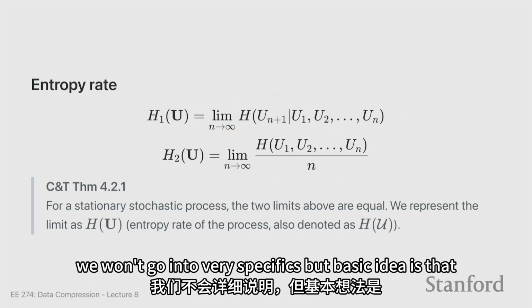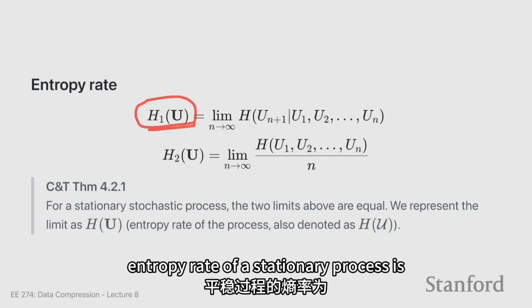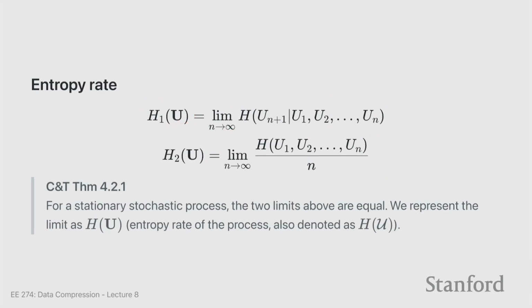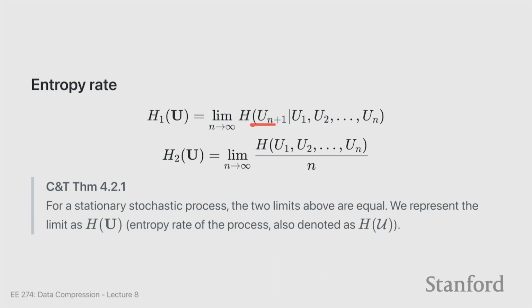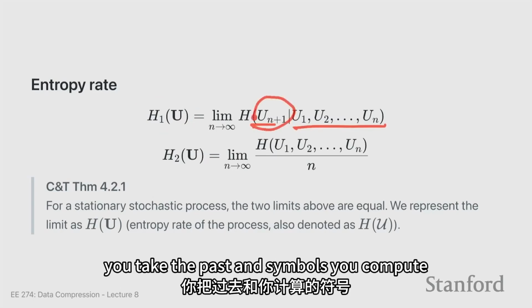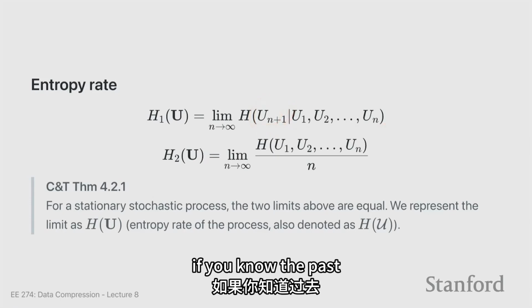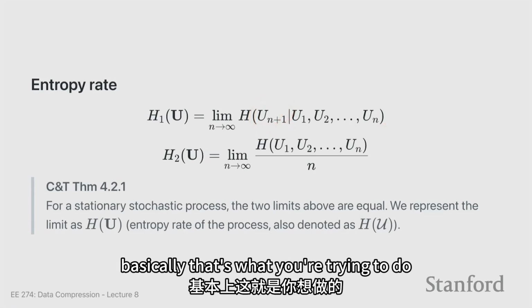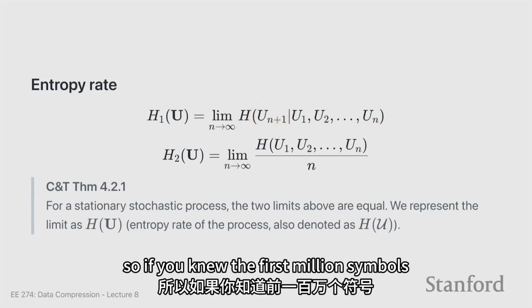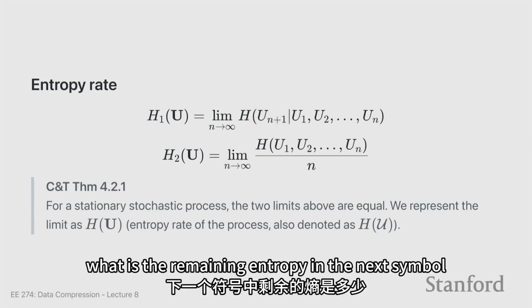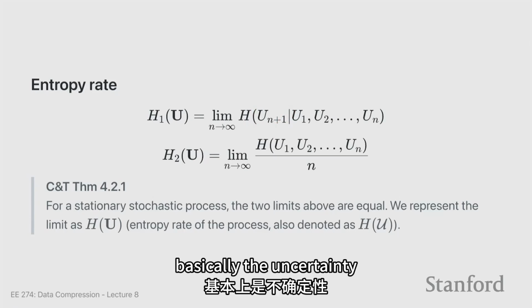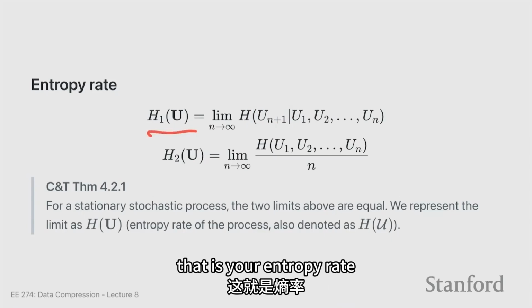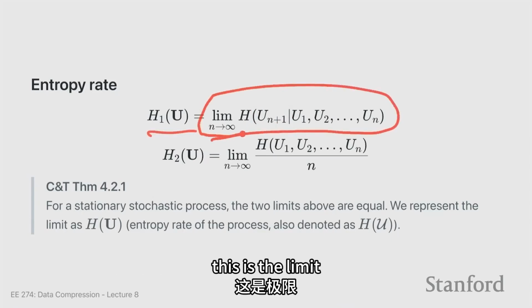We won't go into the specifics, but the basic idea is that the entropy rate of a stationary process is defined in two ways. The first way is you take the past n symbols and compute, if you know the past, how much is left in the future. So if you knew the first million symbols, what is the remaining entropy in the next symbol? How much is each next symbol adding to the uncertainty? That is your entropy rate, and it's defined like this. This is the limit.